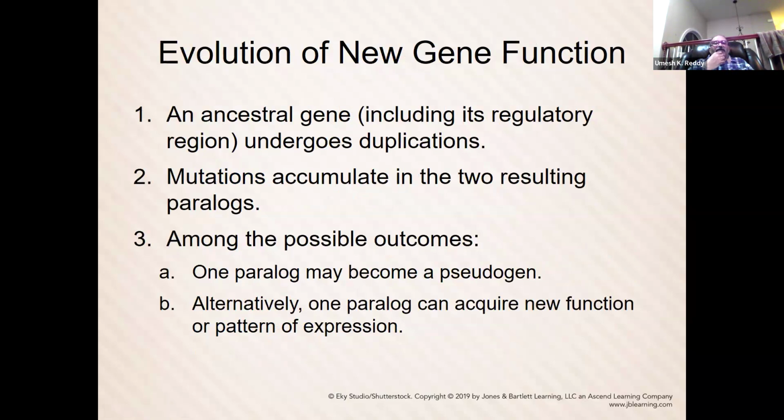So you can understand the ancestral gene and how this ancestral gene undergoes duplications and how the mutations accumulate, resulting in paralogs, and then how some of the paralogs can become a pseudogene, and alternatively, one paralog sometimes can acquire a new function or pattern of expression, right? So a gene can differ in its expression. One can express like the ancestral gene, and the other one can reduce the expression or increase the expression or completely produce a new function. Like I am duplicating you.